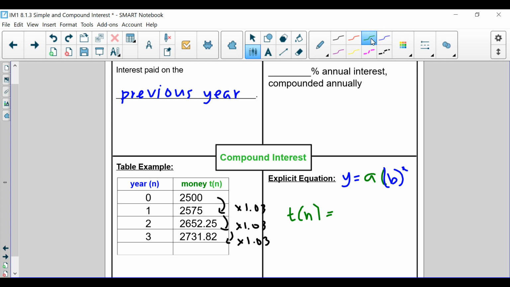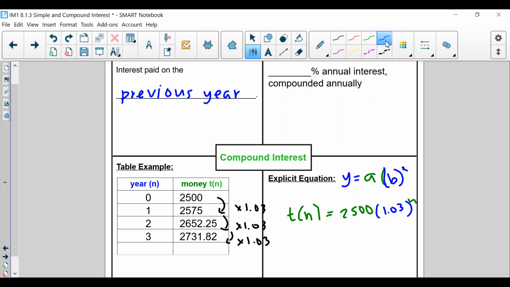So here's what we're going to notice. Our value of figure 0 was 2,500. Then we're going to multiply it by, what is our multiplier, the base that keeps multiplying? 1.03. And then we're going to raise this to the n power because we don't know how many years we're going to have. So that's how we get the compound interest.